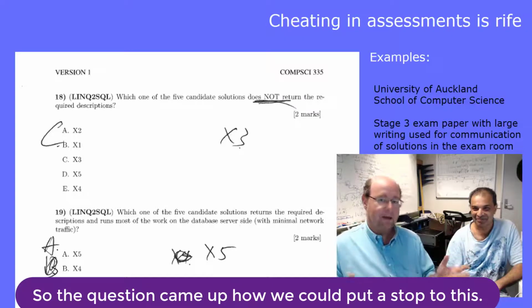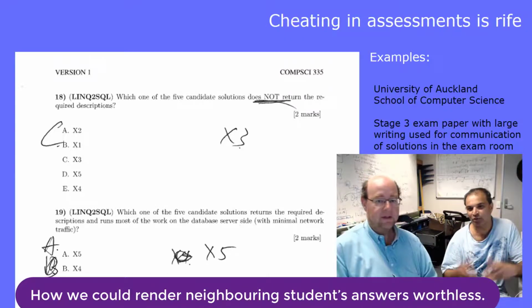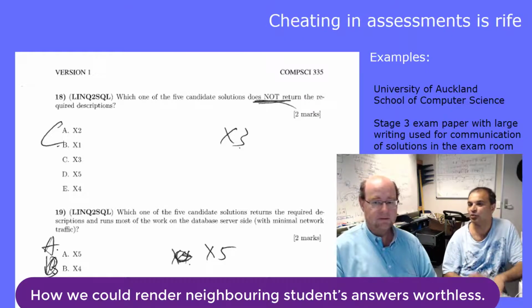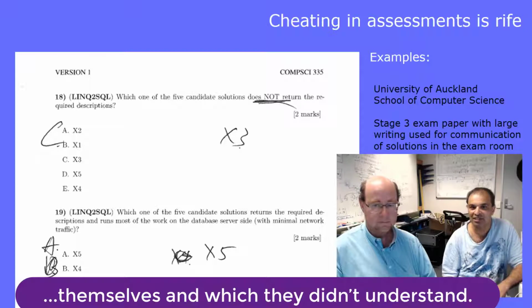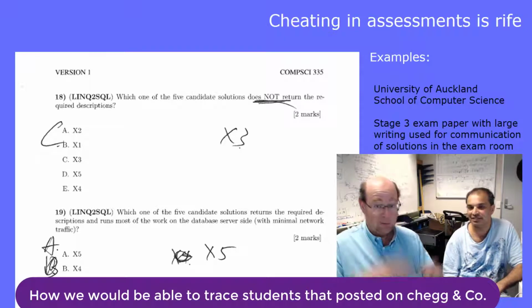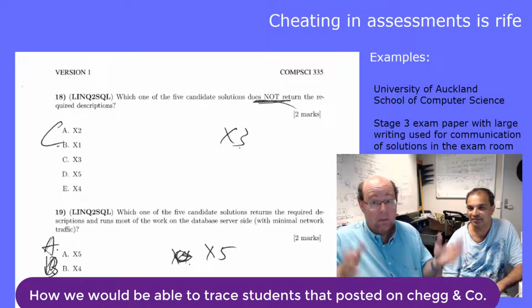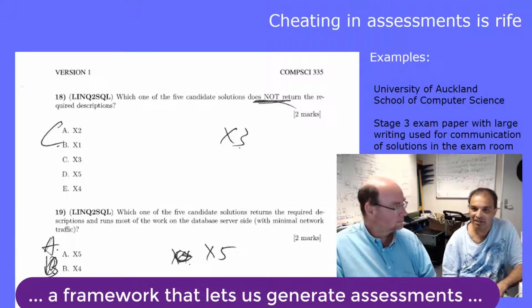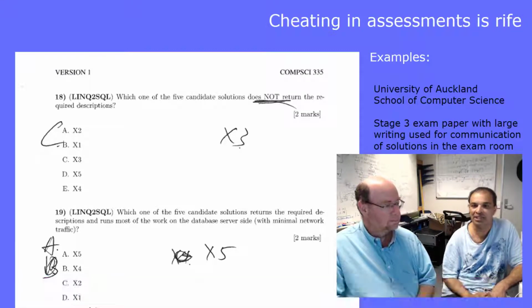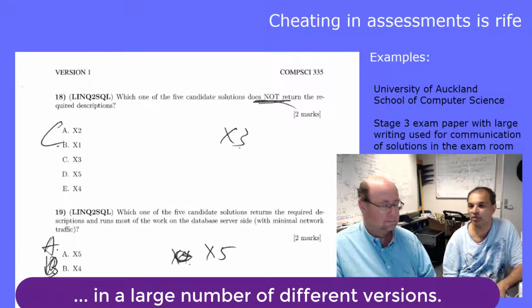So the question came up how we could put a stop to this. How we could render neighboring students' answers worthless. How we could stop students from using answers they didn't work out for themselves and which they didn't understand. And how we would be able to trace students that posted on Check & Co. So we developed Dividni, a framework that lets us generate assessments in a large number of different versions.